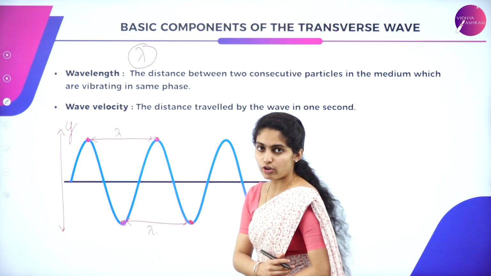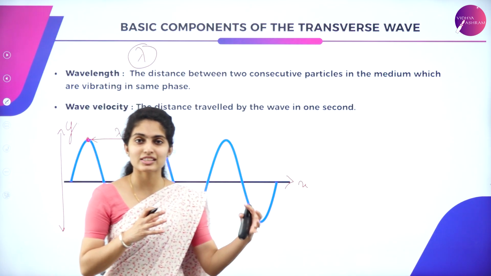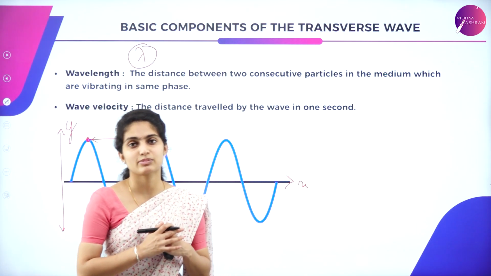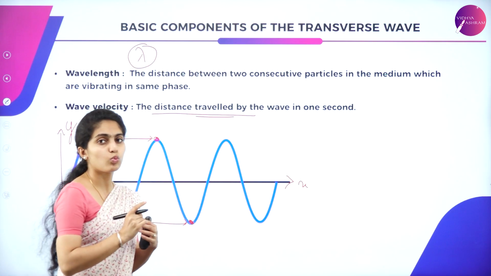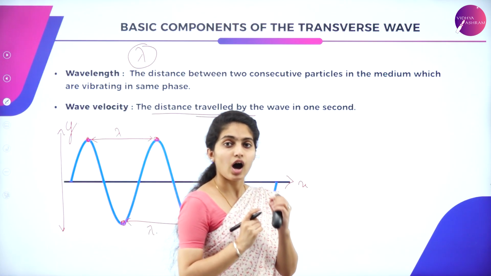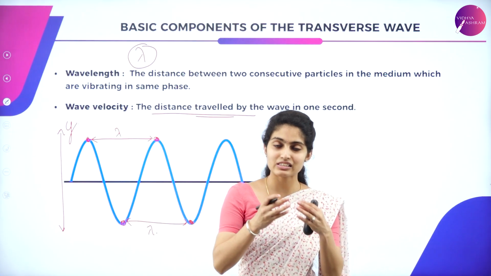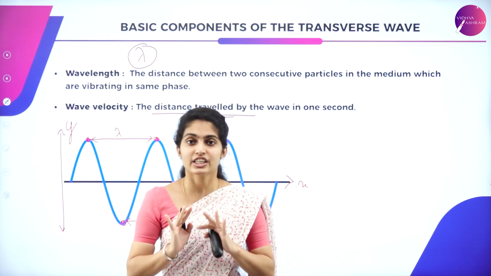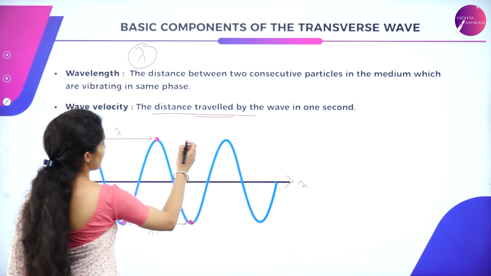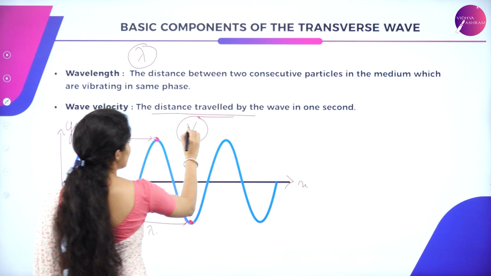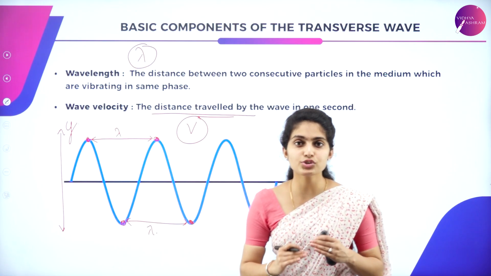Now, wave velocity. What is meant by wave velocity? Velocity is the distance traveled, or the displacement of a particle, with respect to time. The same applies here: the distance traveled by the wave in 1 second. In 1 second, how far does the wave travel? That distance is the wave velocity. The distance traveled in a certain time interval gives the speed of the wave. So the distance traveled by the wave in 1 second is the wave velocity, denoted by v.